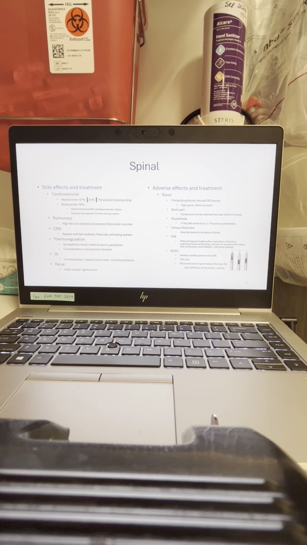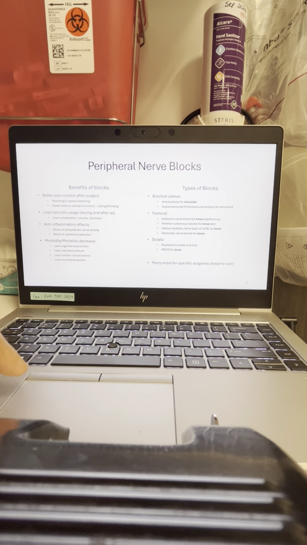So we'll piece all that together at the end, but any questions about the spinal stuff? Okay. Then we'll cruise right into peripheral nerve blocks. So we'll start generically again, the overall benefits of them, the types we have, and then we'll talk about the two main ones that we're going to be doing here for total knees, all the side effects, and then we'll piece it all together as a full picture.